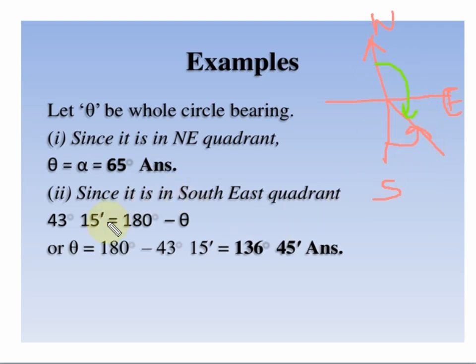So whole circle bearing is equal to 180 minus 43 degree 15 minutes. So this total is 180 degree. So we have to record only this, but you have to know this value. So 180 minus, you have to subtract this value to get this value. So the whole circle bearing is 180 minus 43 degree 15 minutes, the value is 136 degree 45 minutes.